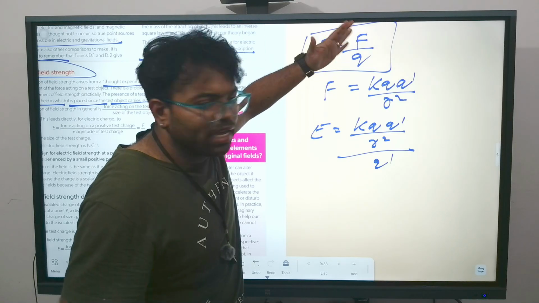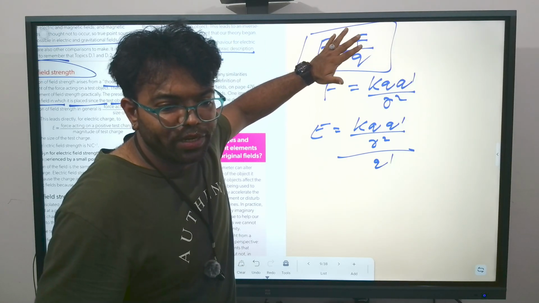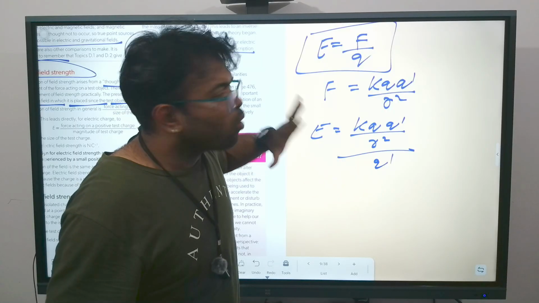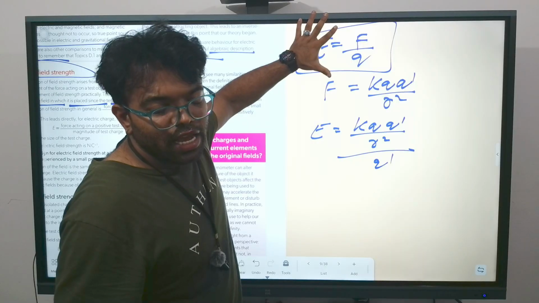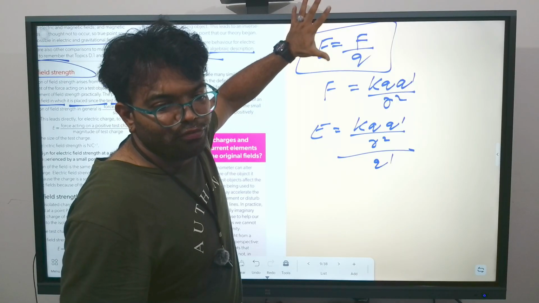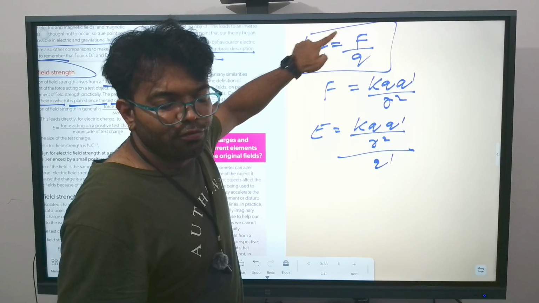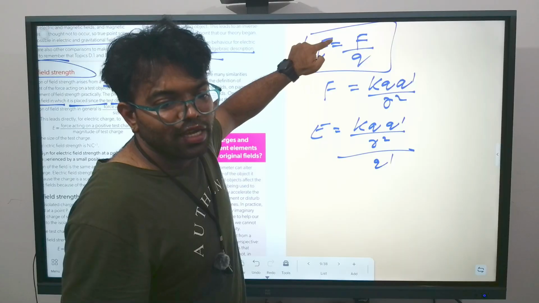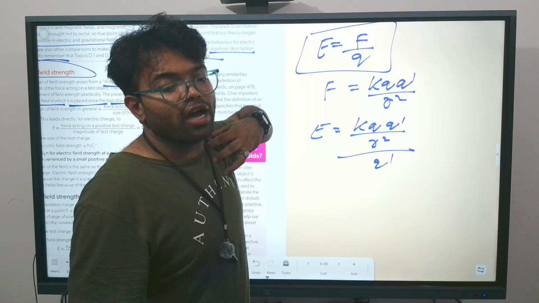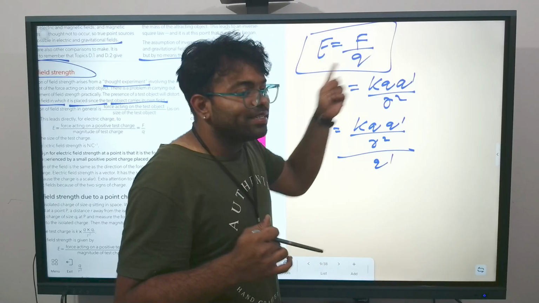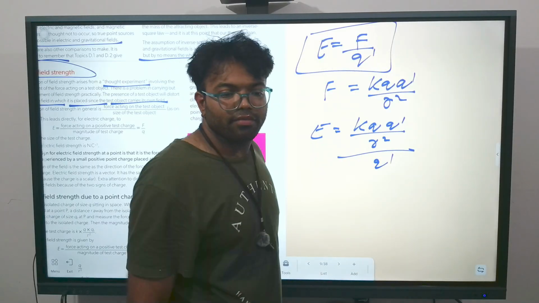Look at this. If the logic is breaking, please let me know. Is the logic safe here? We know that by definition, the electric field strength is force upon test charge. What is the force? The force is the electric force that exists between the charge that we are keeping under observation and the test charge.